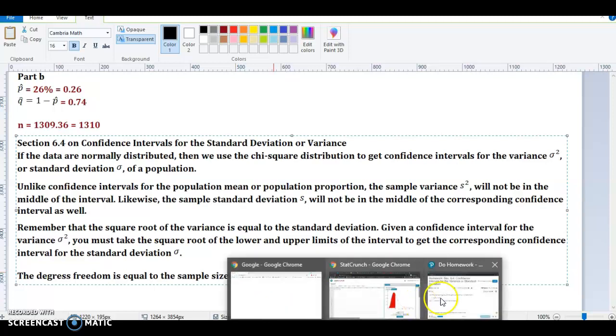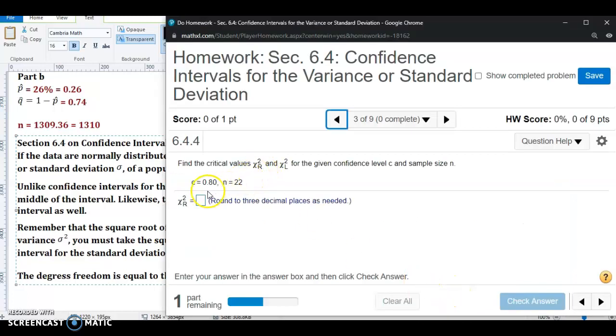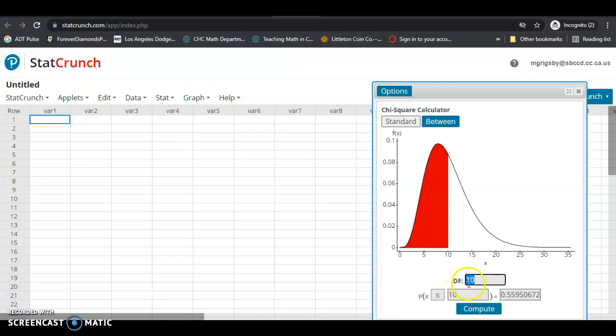Going back to the problem, our confidence level is 0.80 and our sample size is 22. That means that the degrees of freedom for this problem is 21. So df is 21.